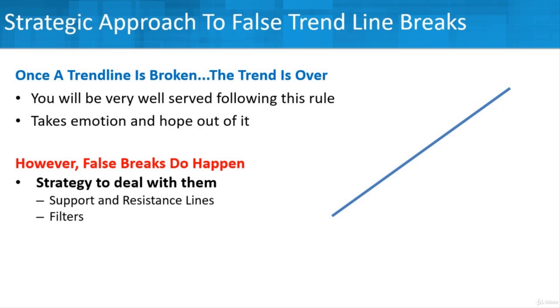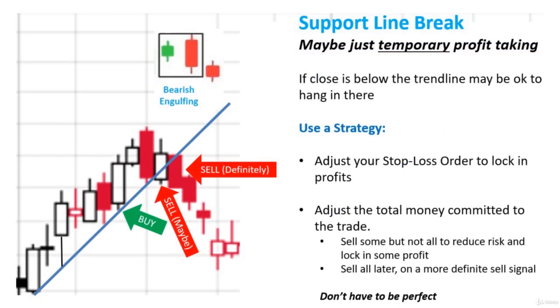However, false breaks do happen, and they frequently happen. So there might be ways that we can use a strategic approach to really deal with them and help us be better traders. We're going to talk about how we can use support and resistance lines in terms of our strategy, but also how to apply filters around this in this lesson. So let's get into how we might deal with these potential false breakouts in terms of strategy.